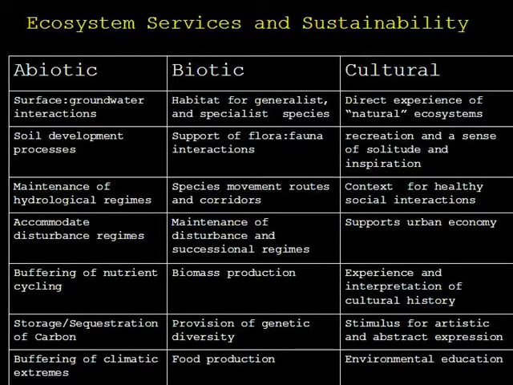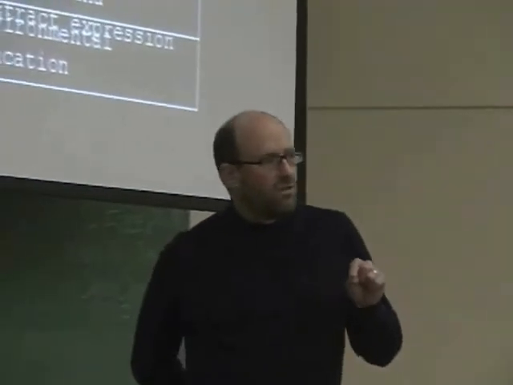So these are examples of ecosystem services that sustainable environments or sustainable cities can provide. So these are all examples of services that the environment can provide that are beneficial to humans. So it gives a bit of a more explicit argument for why the city should be sustainable.